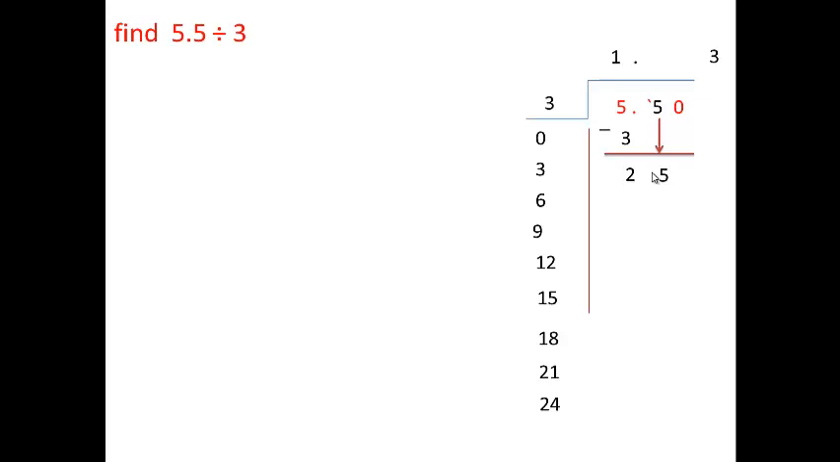We are looking for exactly 25 in timetable 3. There is no 25, so we will take a much closer number. We have 21 and 24. Best is 24. At what? At 8. Count: 0, 1, 2, 3, 4, 5, 6, 7, 8. So we will put 8 up.